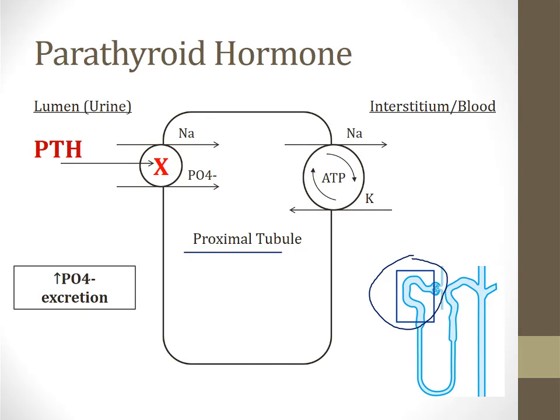This is a drawing of a proximal tubule cell found in the proximal tubule of the nephron. In this section of the kidneys, you can find a transporter that reabsorbs sodium and phosphate. This transporter is inhibited by parathyroid hormone. That leads to more phosphate excretion.